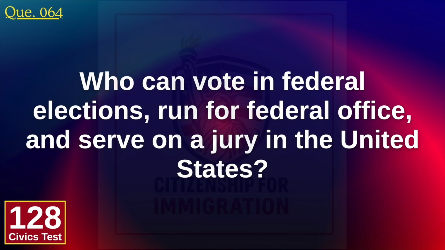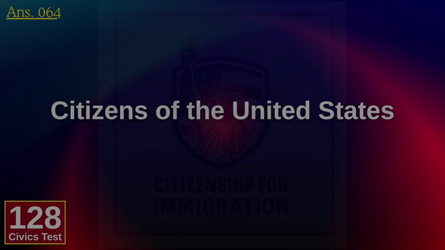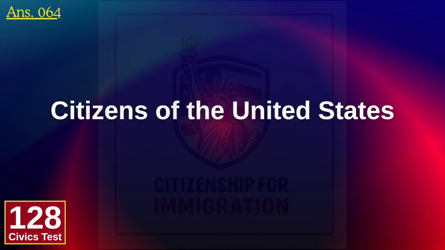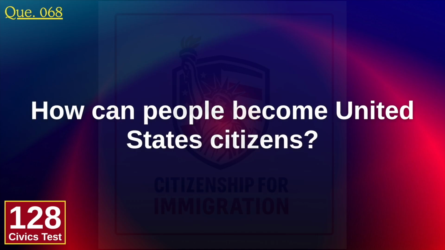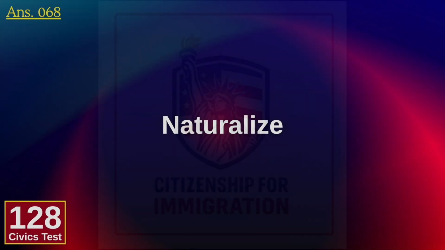Who can vote in federal elections, run for federal office, and serve on a jury in the United States? Citizens of the United States. How can people become United States citizens? Naturalize.